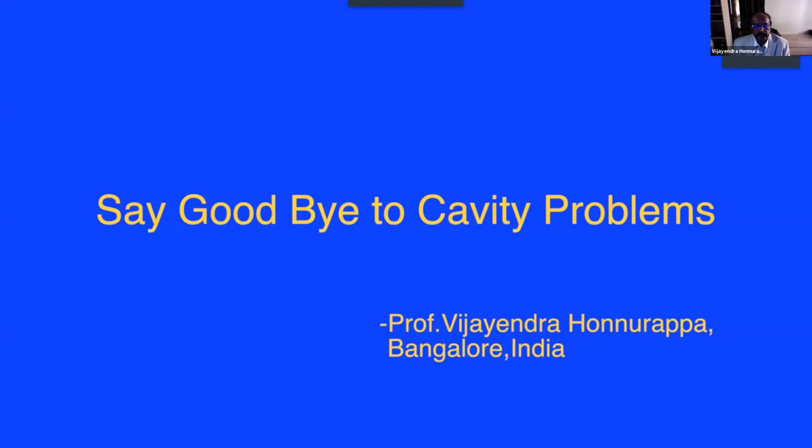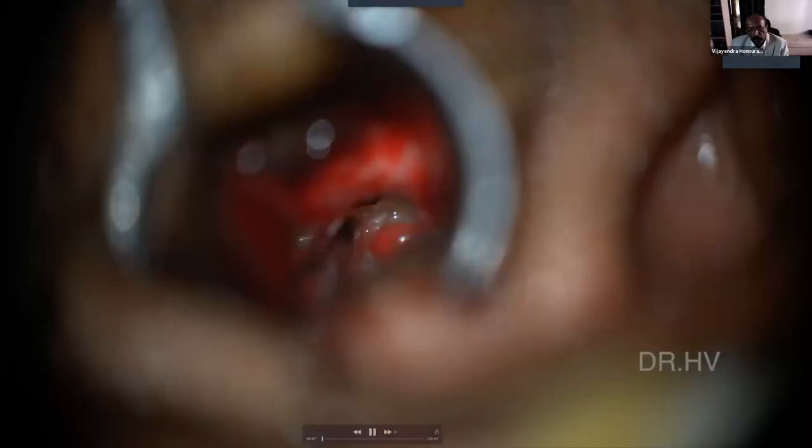If it is a revision case, I try to do a canal wall down procedure straight away. And if it is an invasive type of cholesteatoma without an intact sac, I also prefer to do a canal wall down procedure. There are certain principles one has to follow when you do a canal wall down procedure, so I'll show how I do it.